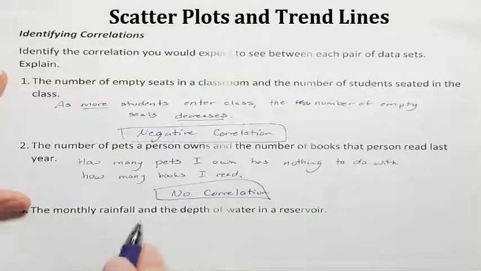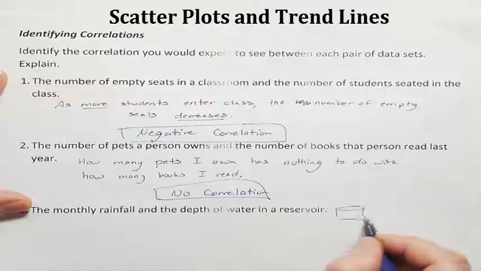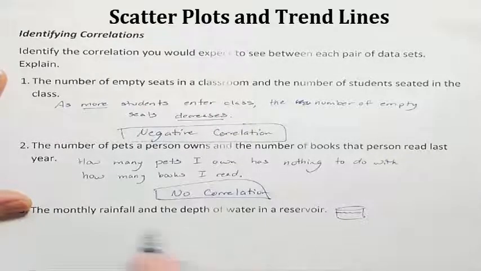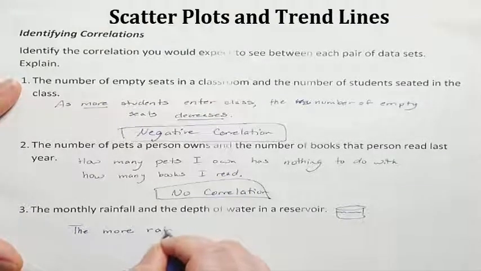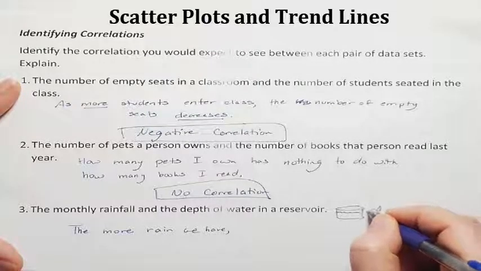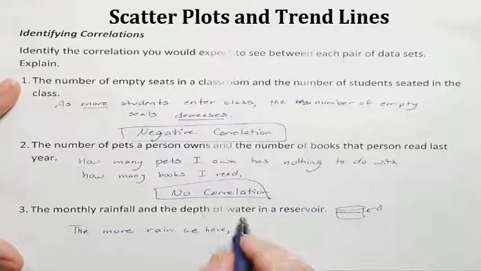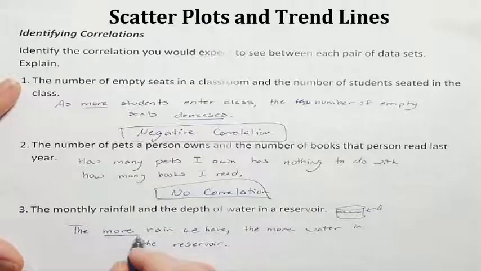Okay, last one. The monthly rainfall. What does that have to do with the depth of the water in the reservoir? So a reservoir is like a pool that holds all the water for us. So if we have a lot of rainfall, we have a lot of water. If we have no rainfall, we have no water. So the more rain we have, what happens to the water? Well, if we have more rain, that meant more water is going into it, which meant the depth is getting higher. So if we have more rain, then we have more water.